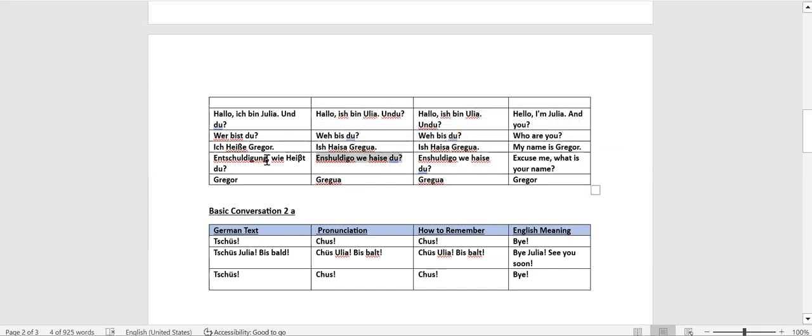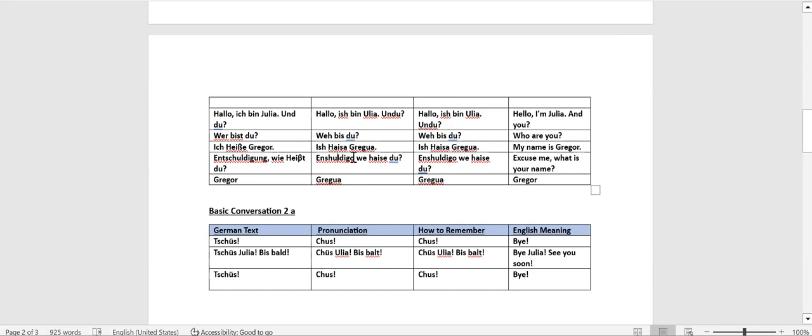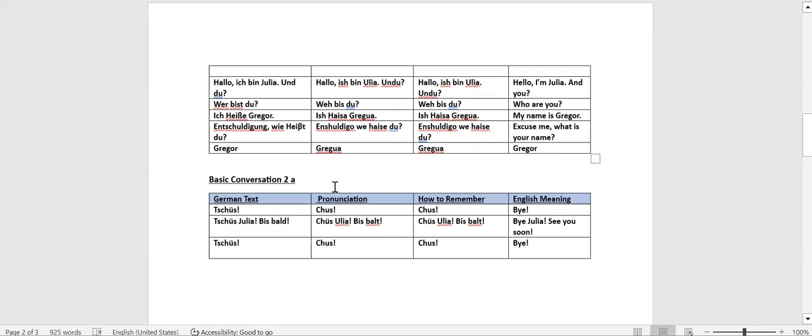Entschuldigung. How do you pronounce this word? Entschuldigung. If you literally want to read it, it sounds somewhat different, but that's not the way you say it. Wie heißt du? Which means, excuse me, what's your name? So this person gets an answer, Gregor. How do we pronounce Gregor? Gregor. So this conversation is also completed.